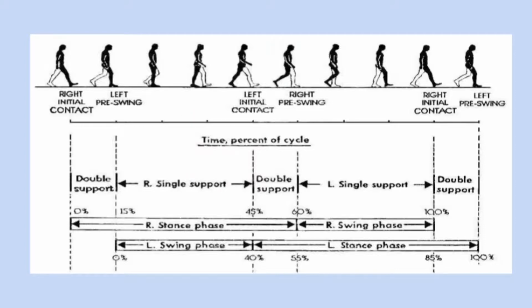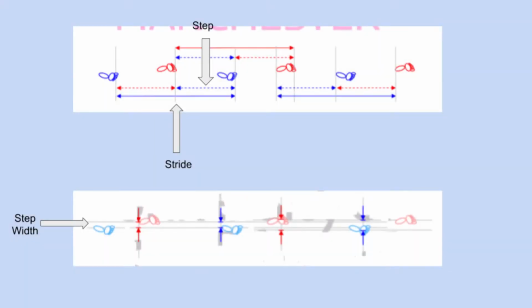A cycle focuses on a single leg and is demarcated by a repetition of a gait event, such as from right leg initial contact to the next right leg initial contact. In addition to the temporal aspects, spatial aspects are also important when describing gait. Spatial aspects describe the relative positions of the feet and limbs in space while walking.